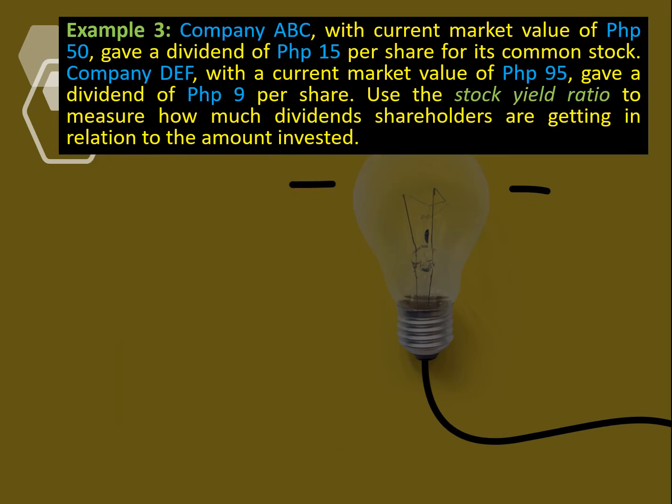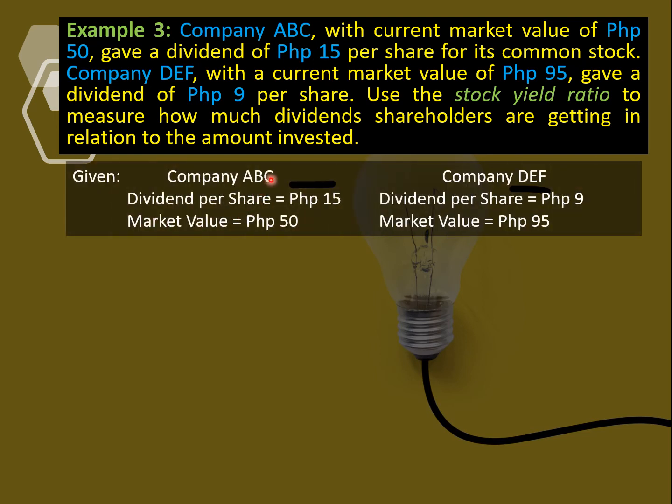Next example. Example number 3. So, we have here company ABC with a current market value of 50 pesos gave a dividend of 15 pesos per share for its common stock. Company DEF, on the other hand, with a current market value of 95 pesos gave a dividend of 9 pesos per share. So now, we're gonna have to use the stock yield ratio to measure how much dividends shareholders are getting in relation to the amount invested. Okay. So, latag natin ang given.